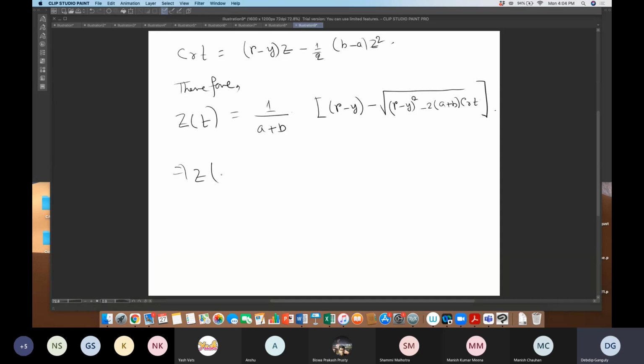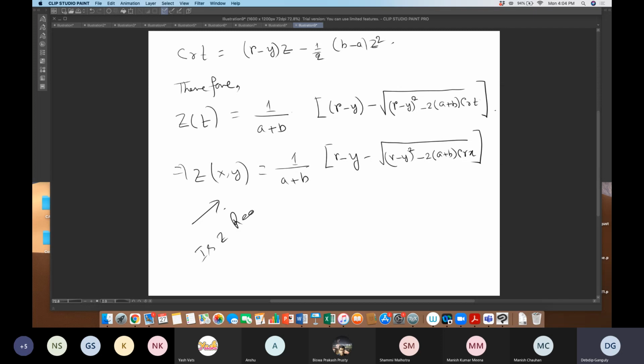So this implies z of x, y, we know t is x, equals a plus b, r minus y, minus the root of r minus y whole square minus 2 a plus b crx. Okay, so this solves the equation. So is this z real analytic? Is z real analytic? Yes or no? How to show that?